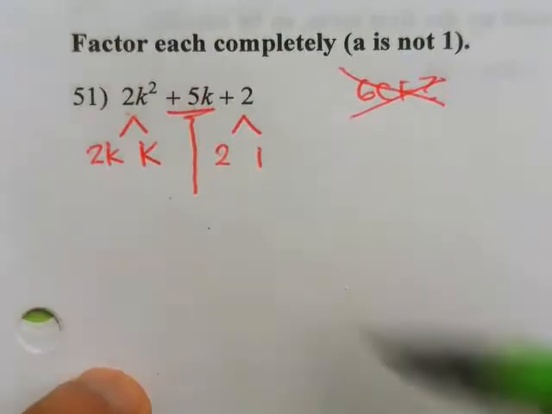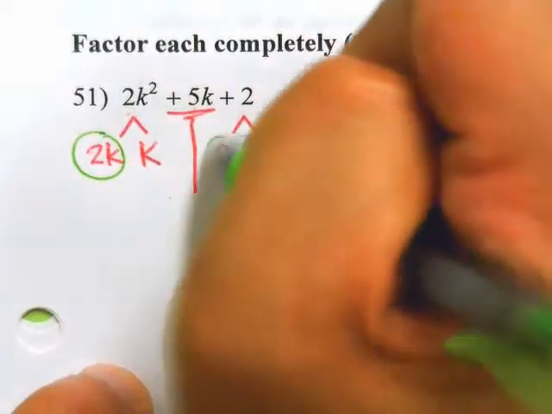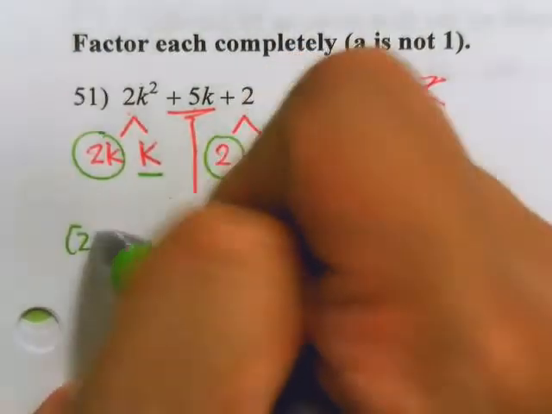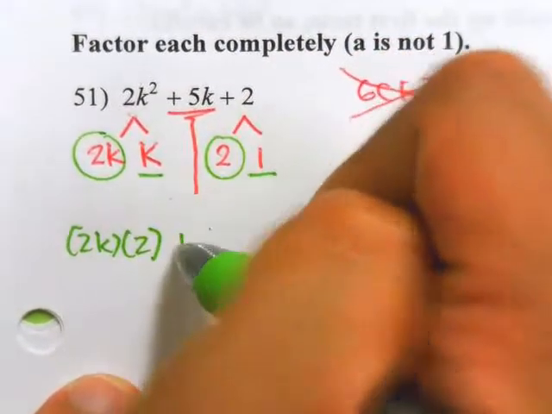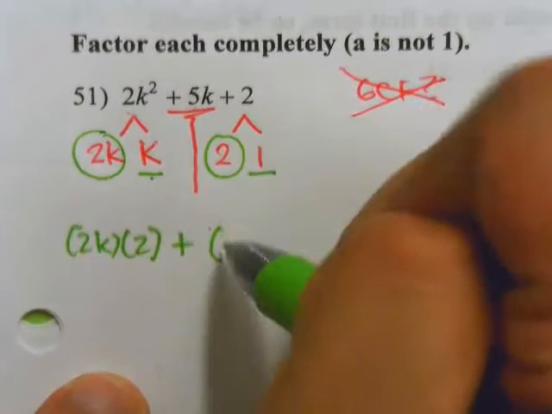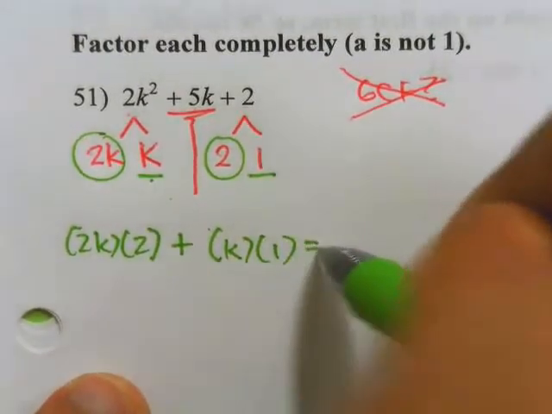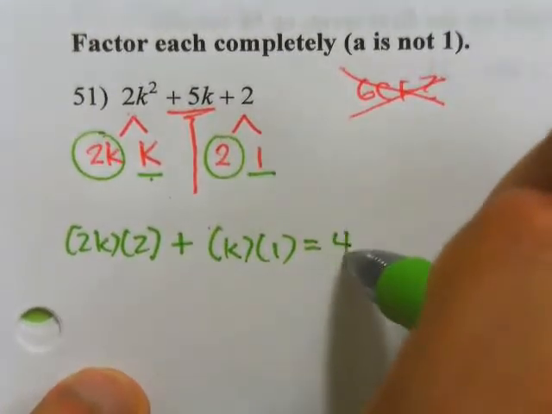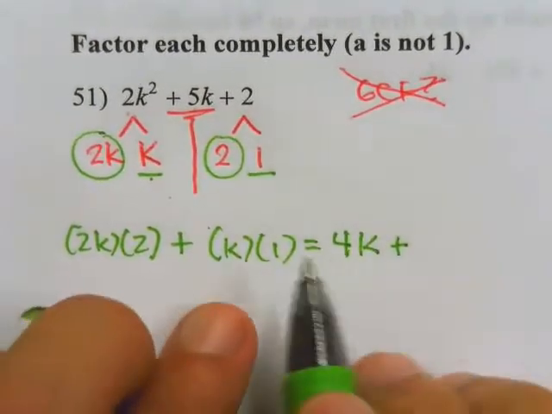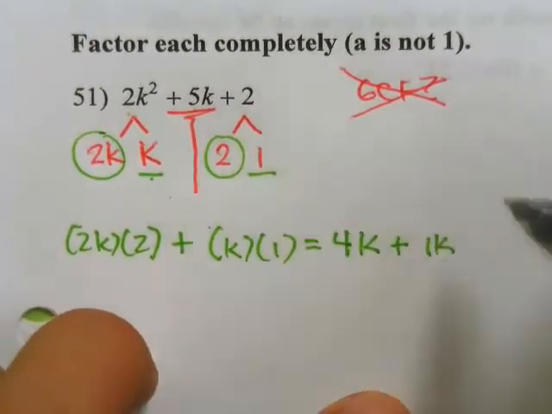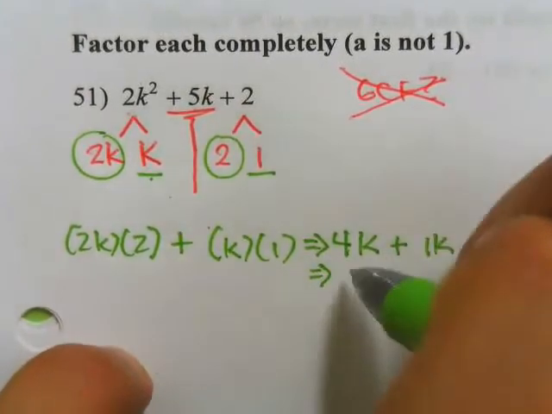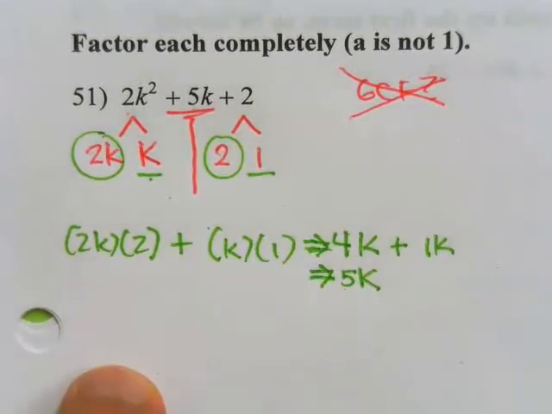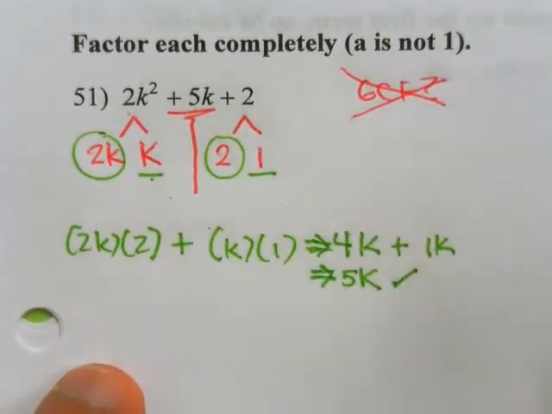So this is what I mean. I'm going to select, so this is trial and error. I'm going to match up the 2k with the 2 and then add it up. Then I'm going to match up the k with the 1. And I believe that should add up to 5k because 2k times 2 is 4k. K times 1 is 1k. And then that's going to be 5k. All right, so that's what we want.